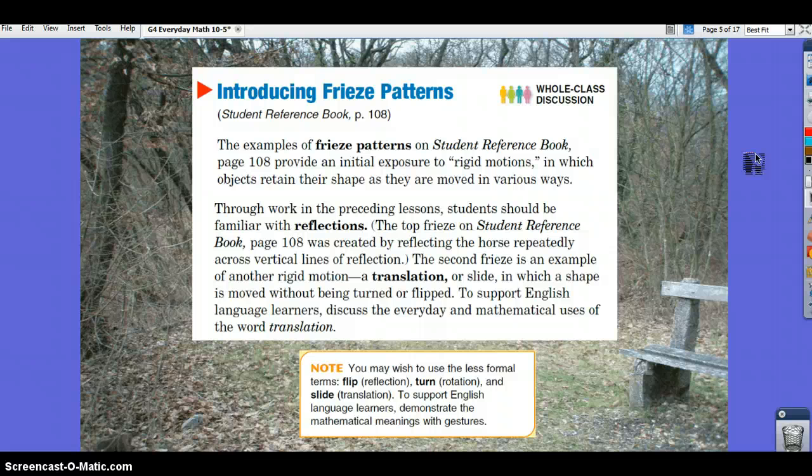Through work in the preceding lessons, you should be familiar with reflections. Remember that was the top frieze on student reference book page 108 and how it was created by reflecting the horse repeatedly across the vertical lines of reflection? The second frieze is an example of another rigid motion, a translation or slide, in which a shape is moved without being turned or flipped. It's translated.